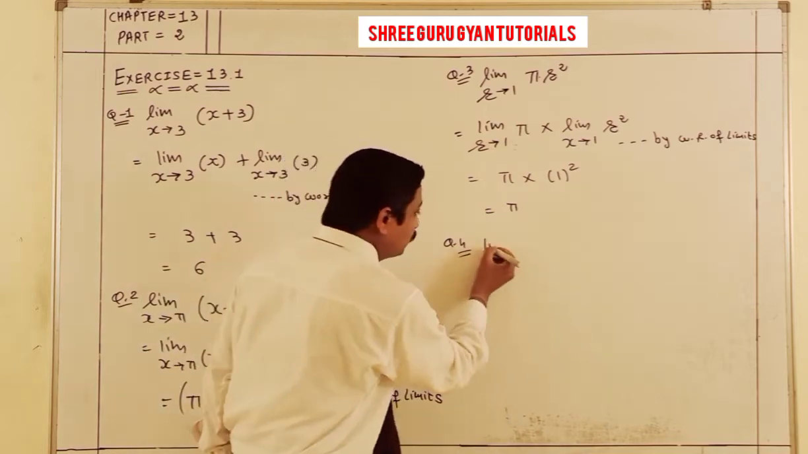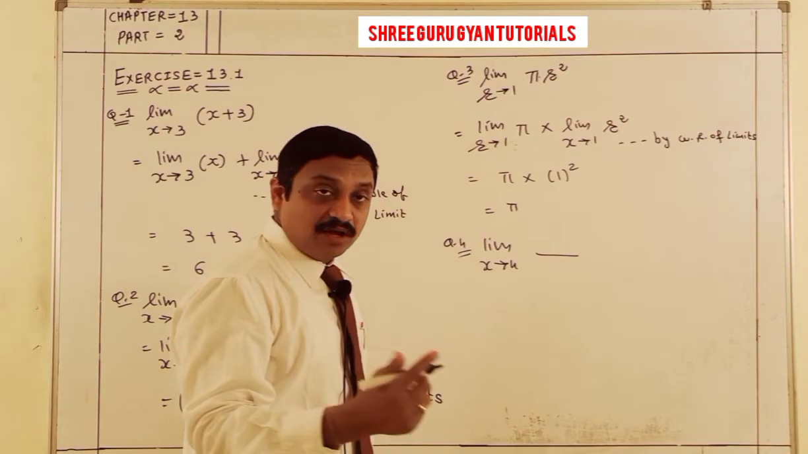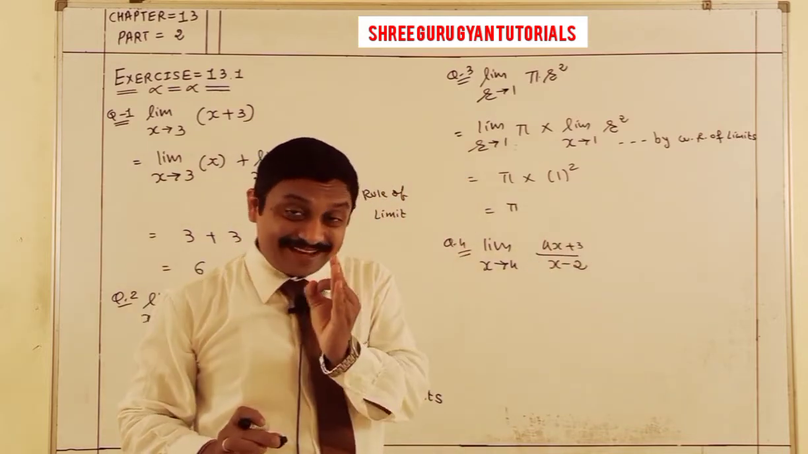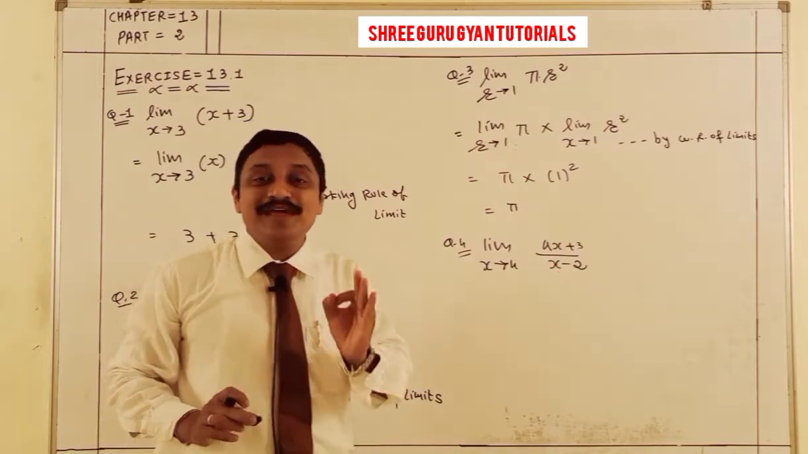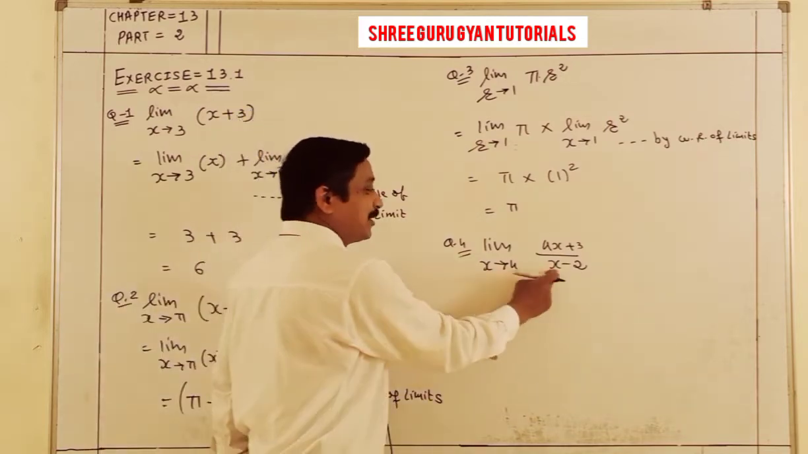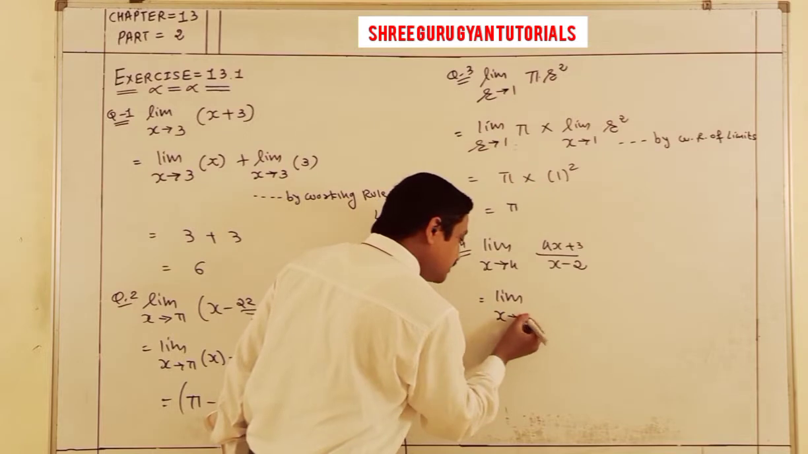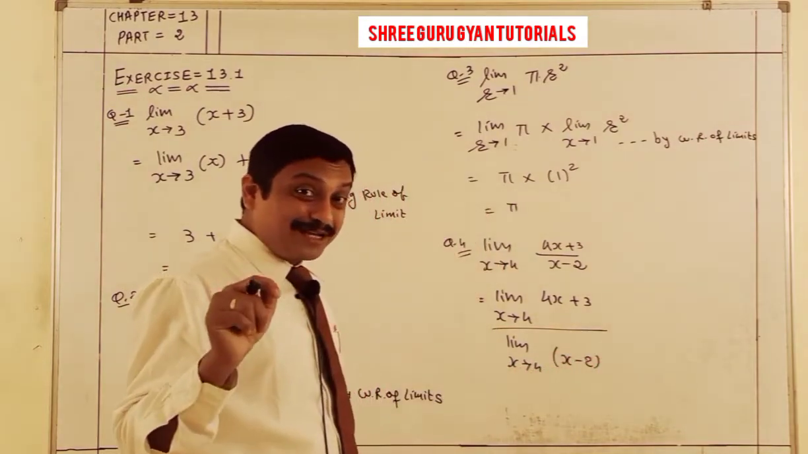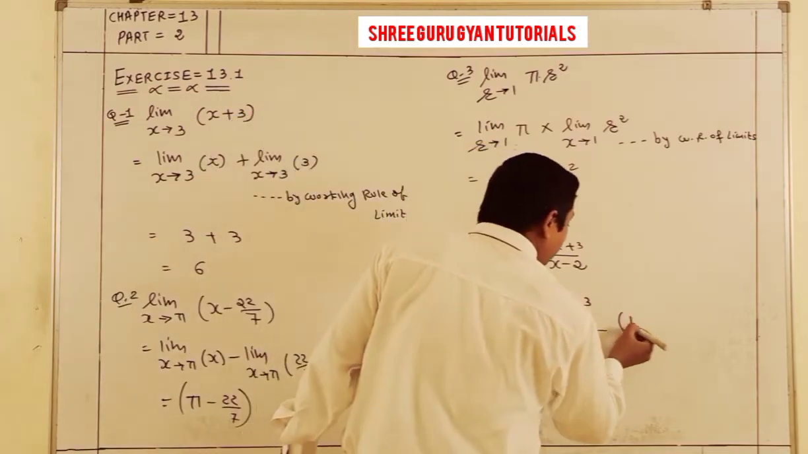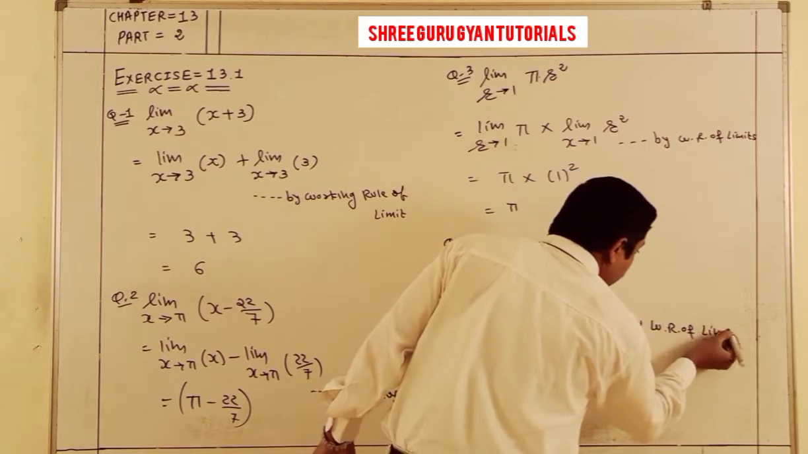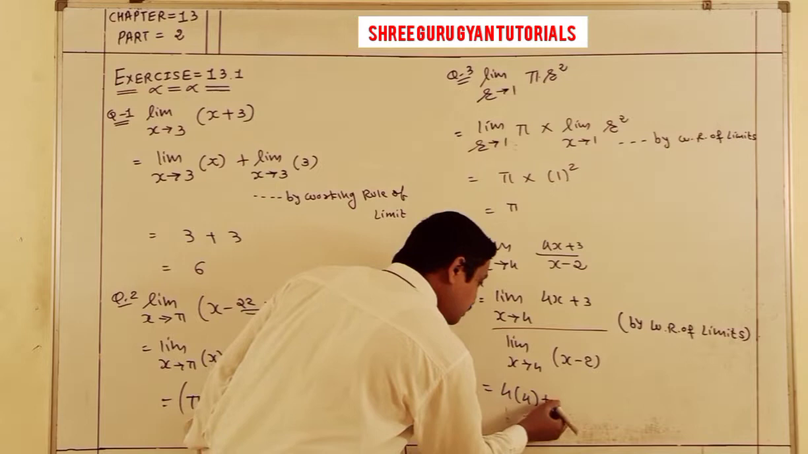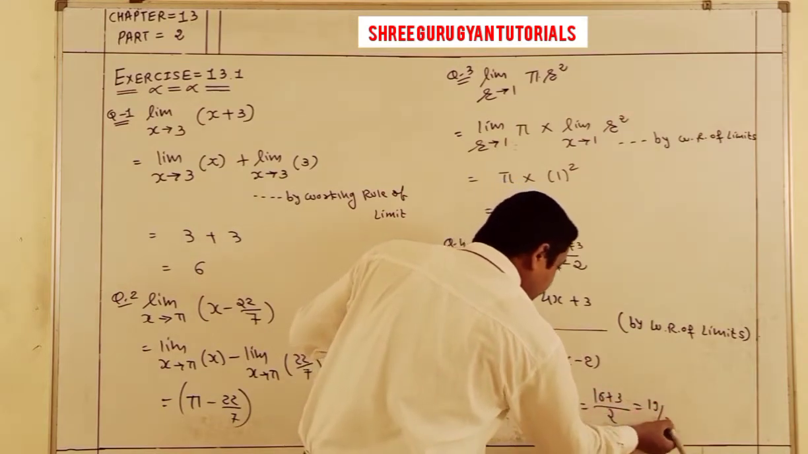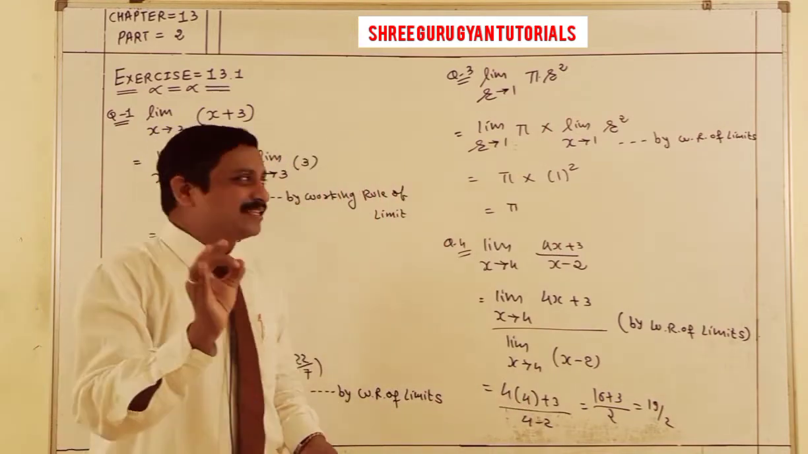Now question 4. Fourth is also very easy: limit x tends to 4 of the function 4x plus 3 upon x minus 2. So students, first of all check that the denominator is non-zero after putting in the limit, then you apply the working rule. 4 minus 2 is non-zero, so I apply limit x tends to 4 of 4x plus 3, and the same for x minus 2, because the denominator is never 0. Now apply the working rule of limits: 4 times 4 plus 3, over 4 minus 2. It means my answer is 16 plus 3 by 2, which is just 19 by 2. And that's your simple answer to questions 1 to 4.